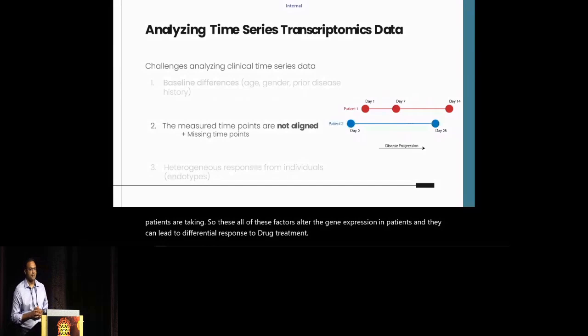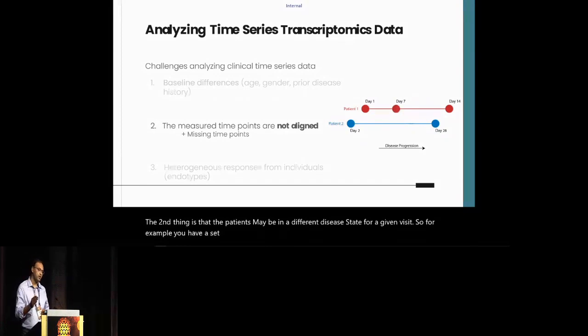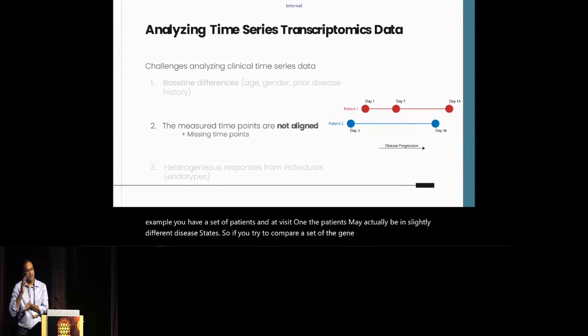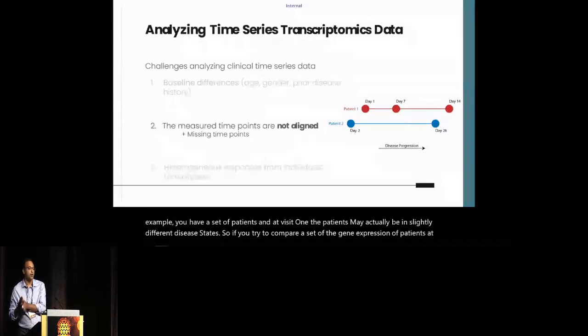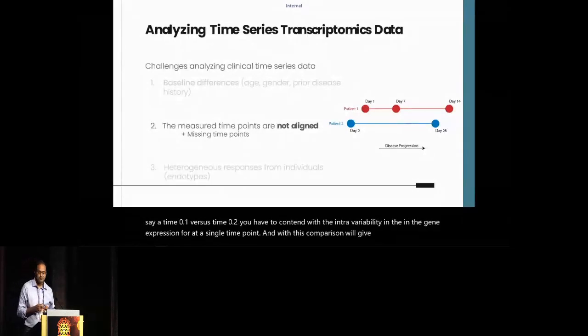The second thing is that the patients may be in a different disease state for a given visit. So for example, you have a set of patients, and at visit 1, the patients may actually be in slightly different disease states. So if you try to compare the gene expression of patients at say time point 1 versus time point 2, you have to contend with the intra-variability in the gene expression at a single time point. And this comparison will give you suboptimal results.